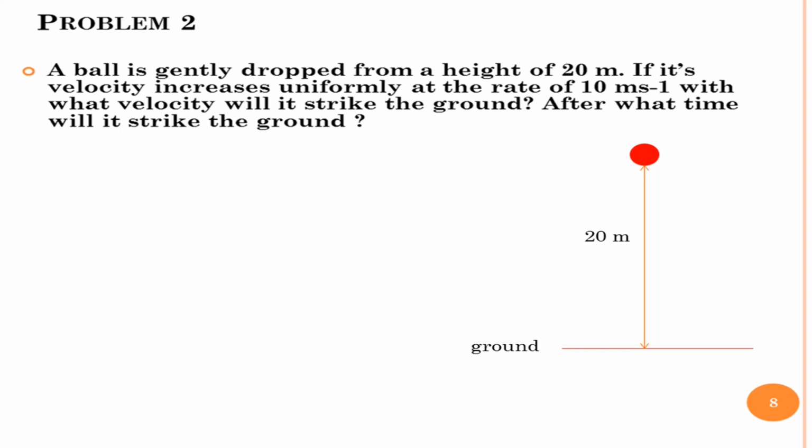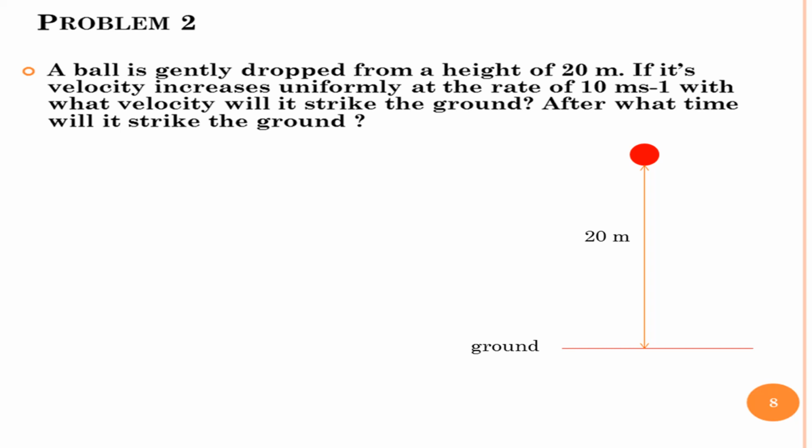The velocity increases uniformly at a rate of 10 meter per second square. The rate of increase of velocity is actually called acceleration. With what velocity will it strike the ground? So you need to find the final velocity and how much time it takes to reach the ground. That is, t is equal to what.